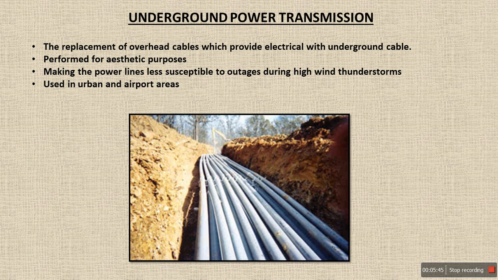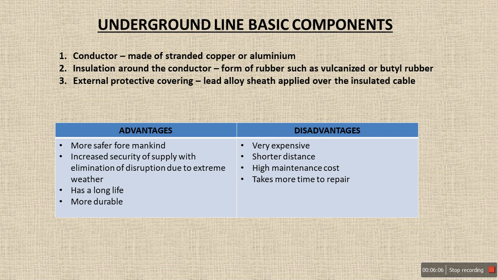So the next is underground power transmission, which is the replacement of overhead cables which provide electricity with underground cable, and it is performed for aesthetic purposes and making the power line less susceptible to outages during hard wind and thunderstorms. Actually, this is used in urban and airport areas.